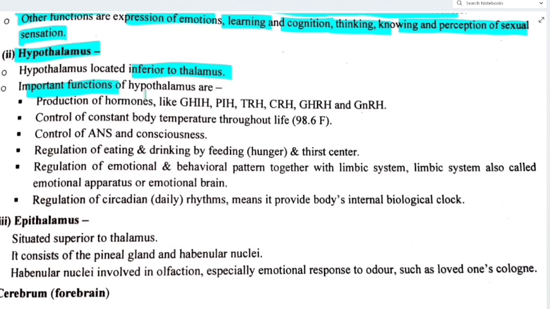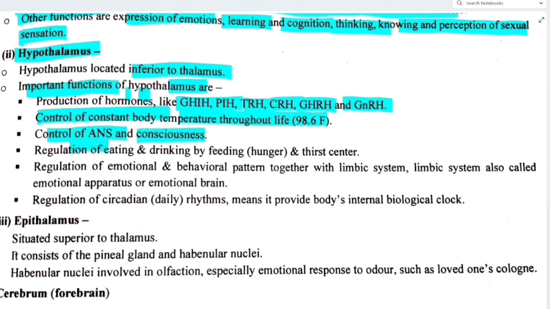Important functions of hypothalamus are production of hormones like GHIH, growth hormone inhibiting hormone, PIH, then TRH, CRH, GHRH and GnRH. Control of constant body temperature throughout life, that is 98.6 degree Fahrenheit. So it is mainly controlling the body temperature, that is 98.6 degree Fahrenheit. Then control of ANS, autonomic nervous system, and consciousness.